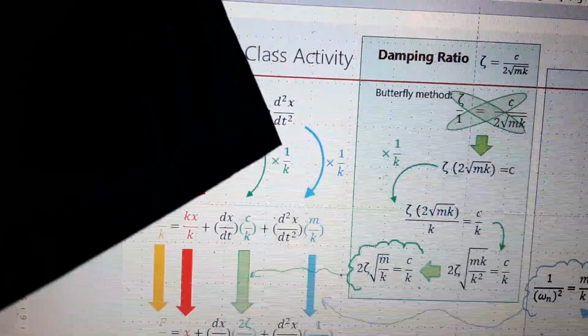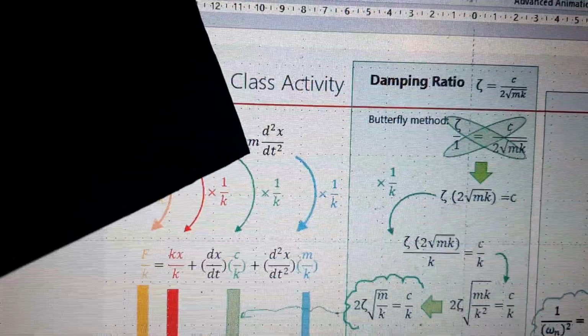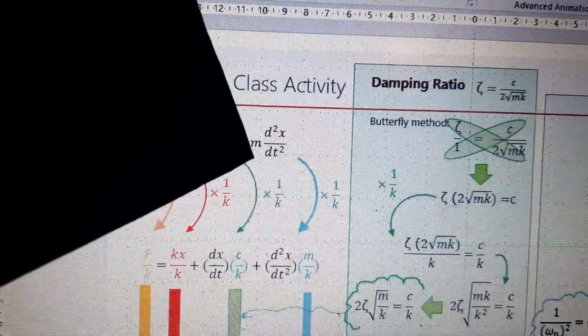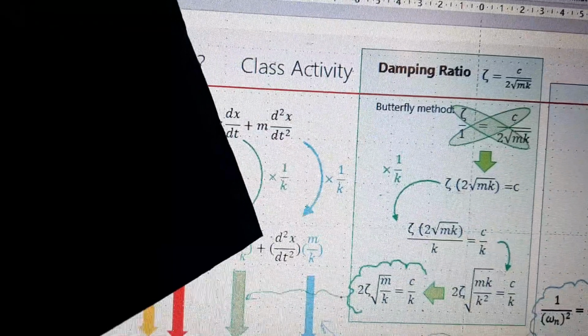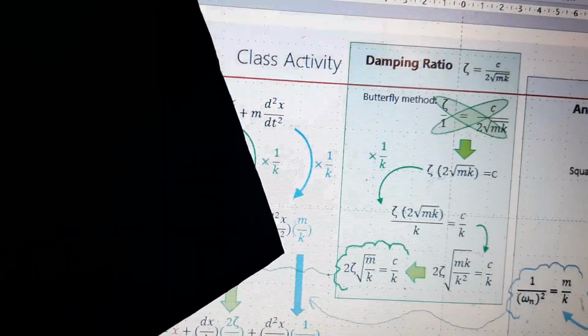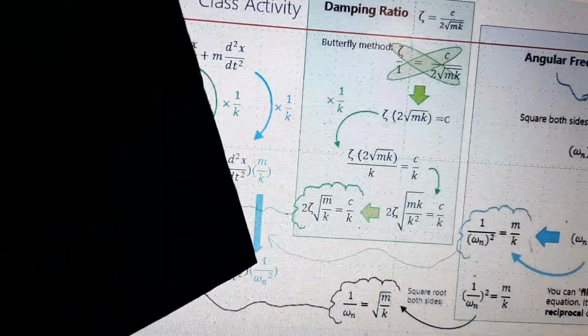Now I'm going to follow the blue line here. So I have m times the second derivative, and when I divide that by k, the derivative stays as it is, and then I will have m over k here. I explained that m over k can be replaced by 1 over the square of omega n from this formula here.